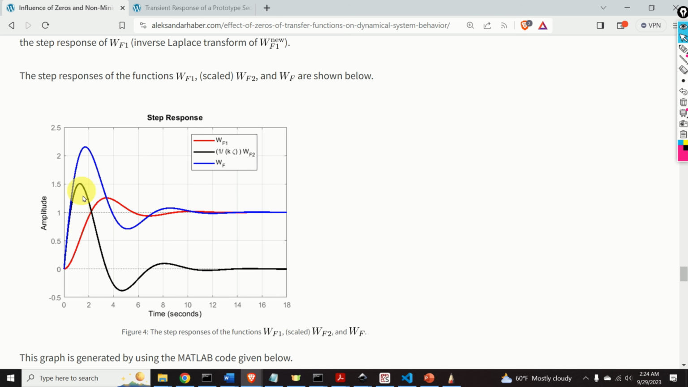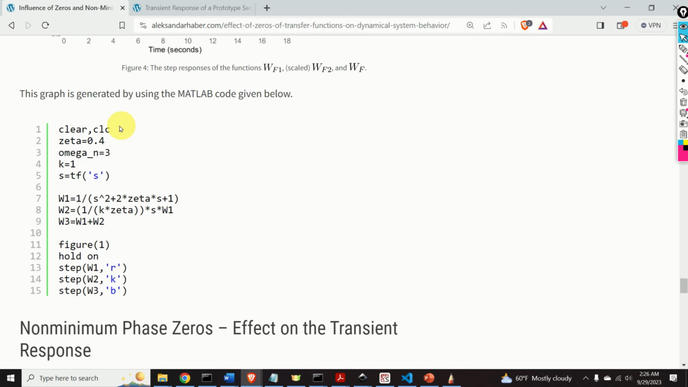And if we add these two graphs, we obtain the final step response of the transfer function WF. And we can observe the following. Our original transfer function without zero is this. The black line can be interpreted as the scaled first derivative of the red line. If we add the red line to its scaled first derivative, we will obtain the blue line, and we will see this huge overshoot.